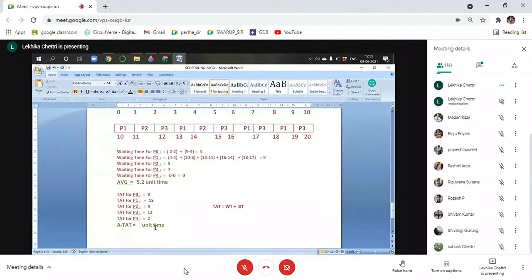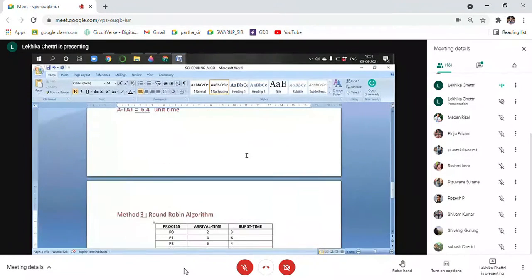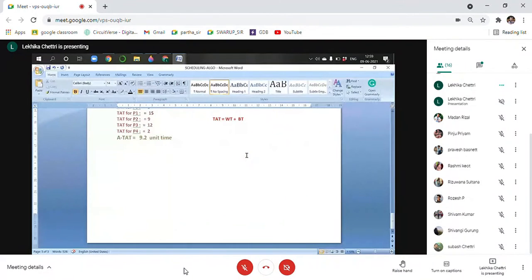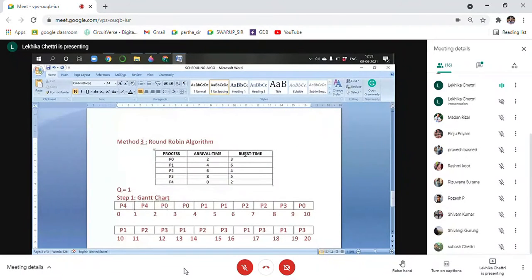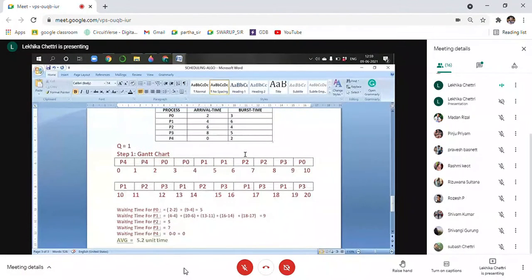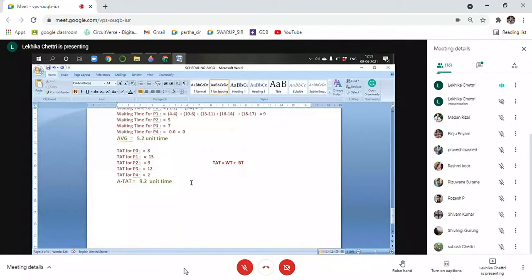Average turnaround time? Ma'am, 9.2. Okay, I got lazy calculating this value, so please, other friends, cross check it. I have not calculated the average turnaround time, so you can cross check. So this is what we have got for your round robin. The last one left is your SJF, so let's go for SJF.